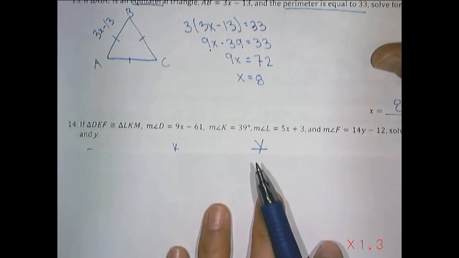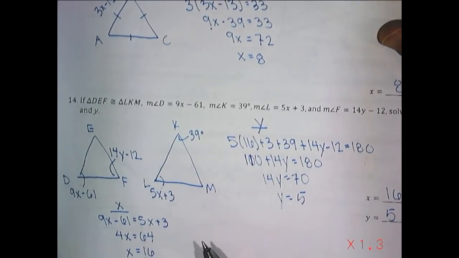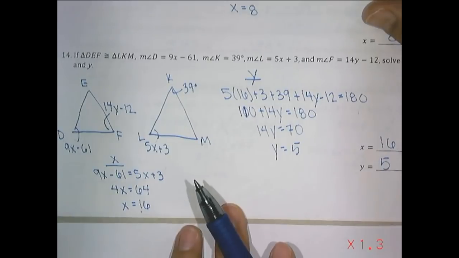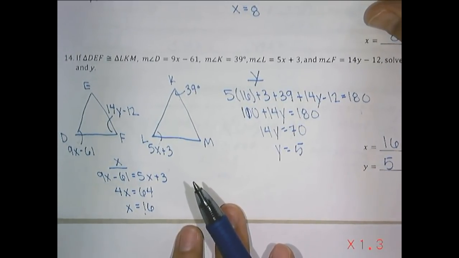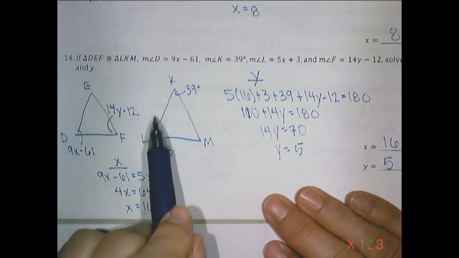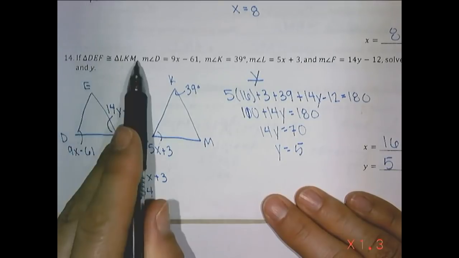All right, we move down here. And this one, whew, this problem was a beast. Let's just show you all of the work for it. And hopefully that will make a difference. Okay, so we have triangles DEF and LKM. And I'm going to write them side by side so that I can see their corresponding parts.